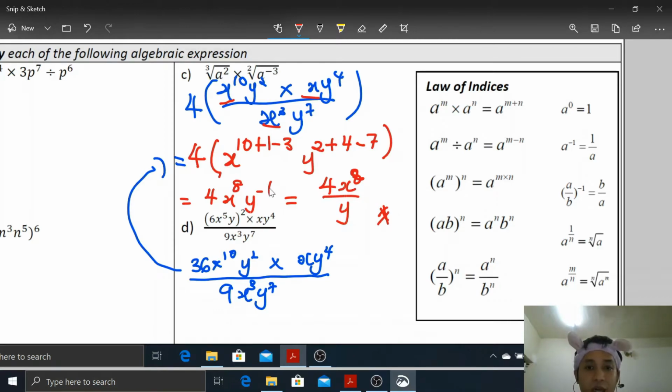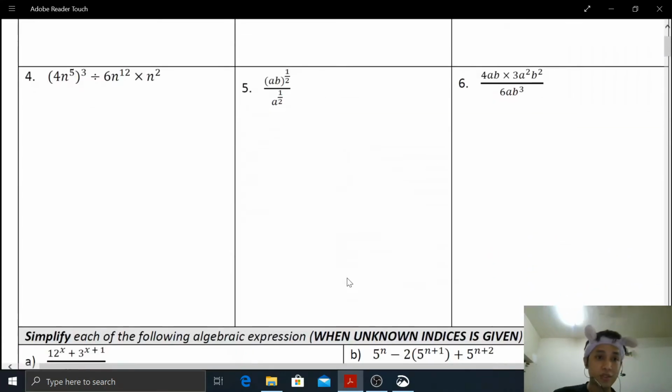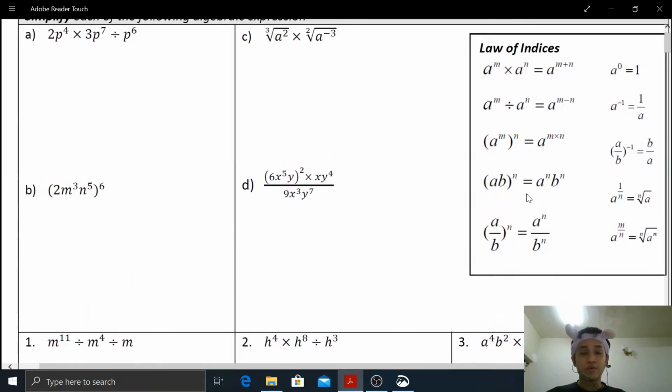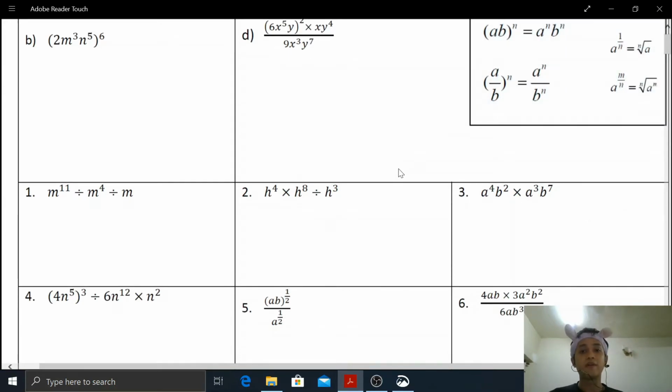Alright, so these are the 4 basic questions that you need to know regarding indices. Okay, so this one is simplification. And if you look at the other questions at the bottom, you can see there are a lot of examples here. So I just want you to try this on your own first. Just make sure you look at what is the sign here. For example, since this is divide, meaning you are taking the power 11 minus 4 and then minus 1, something like that. You're basically going to do the question just based on the law of indices here. Okay, so that one is the first part for simplification.